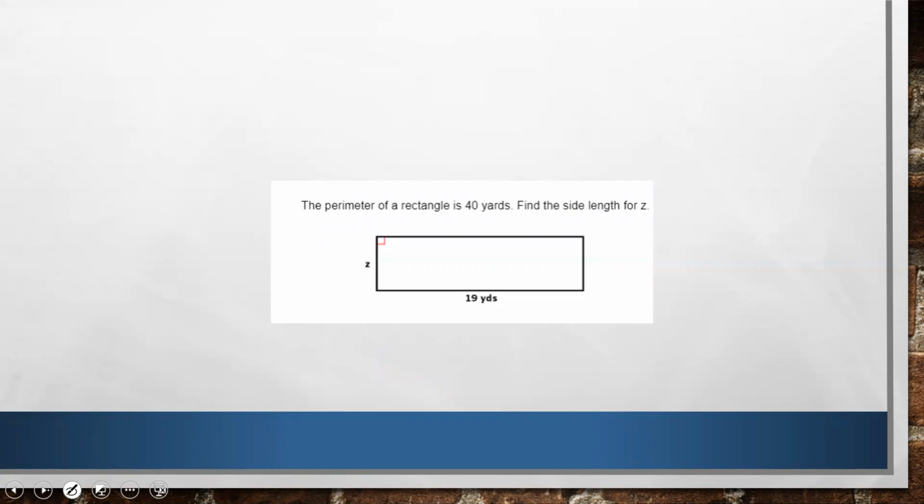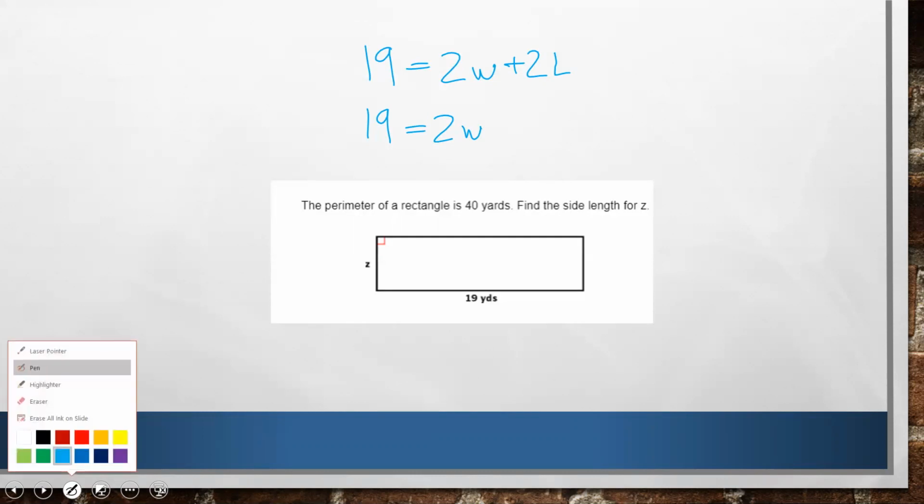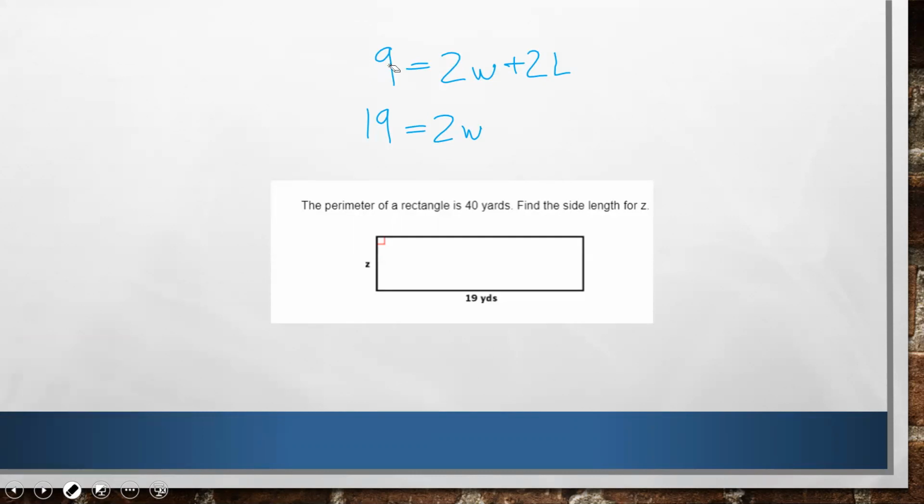Find the length of z. Well, now I know that my perimeter is 19, and that's equal to 2 times my width, which in this case is z, plus 2 times my length. So just a moment to erase. That's perimeter. In this case, we're going to fill in that z. We're also going to fill in that 19 times 2.